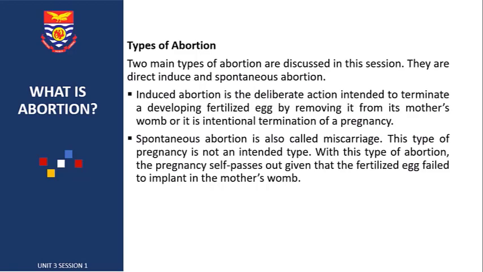Now, the next type is spontaneous abortion. We also call it miscarriage. With this type of abortion, it is not intended as in the first one. That's why we call the first one direct induced: you are committing or performing that action. This type is not intended. With this type, the pregnancy passes out by itself, given that the fertilized egg failed to implant itself in the mother's womb. That's what we call miscarriage.